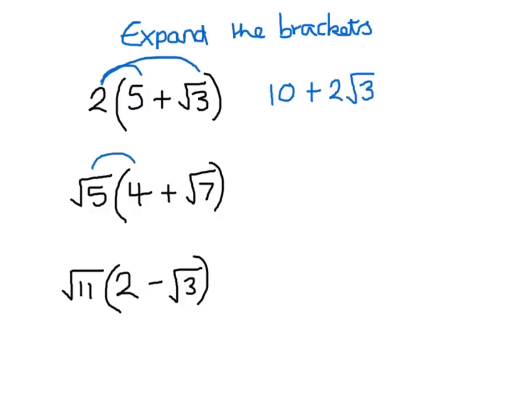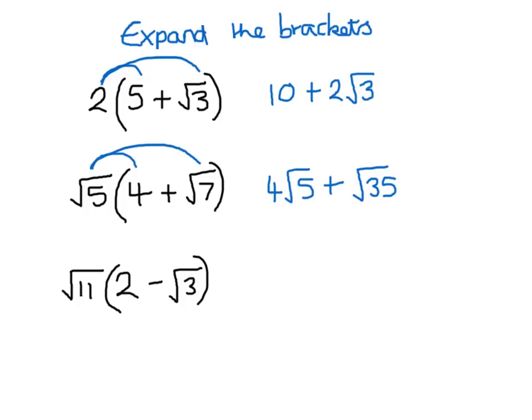Again here, square root of 5 times 4 gives me 4 lots of the square root of 5. And then I've got the square root of 5 times the square root of 7, which is what we did last lesson. That's the square root of 35. And again, that's positive. We're looking to simplify that square root of 35, but we can't because there's no square numbers that go into it. So we can't do anything else.